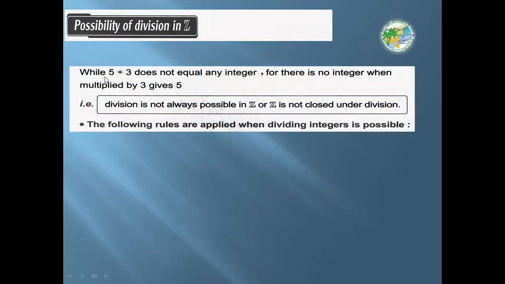Possibility of division in Z. 5 divided by 3 does not equal any integer, for there is no integer when multiplied by 3 gives 5. Okay? Of course, division is not always possible in Z, or Z is not closed under division. The following rules are applied when dividing integers is possible.